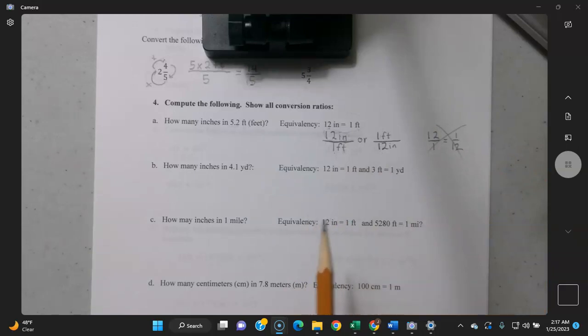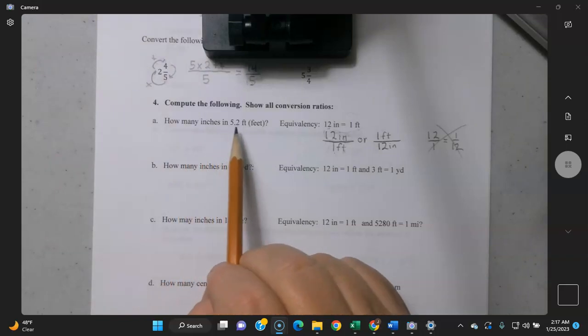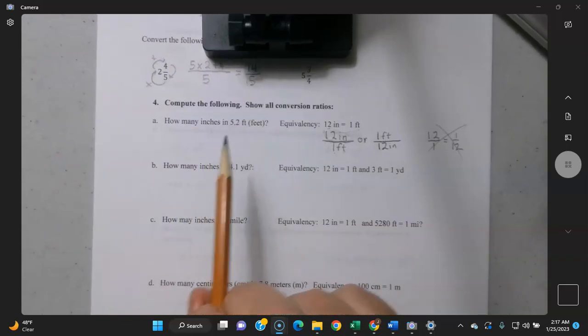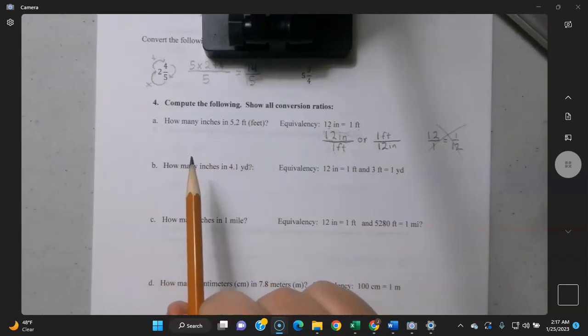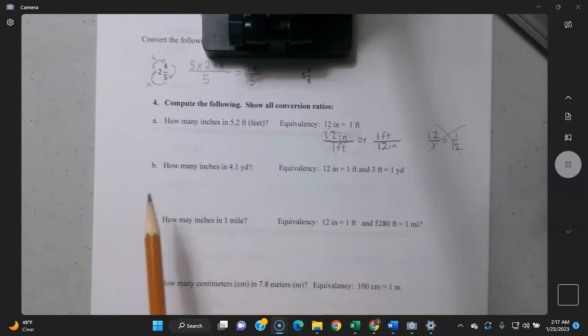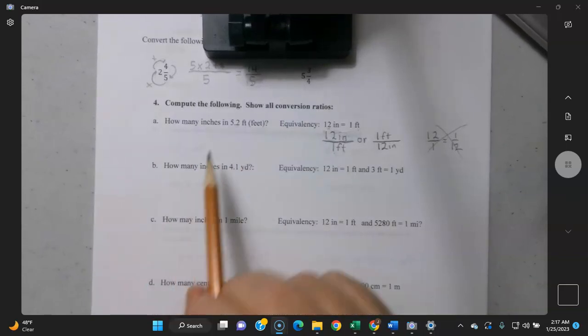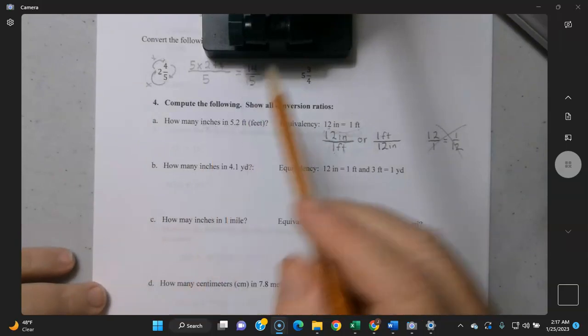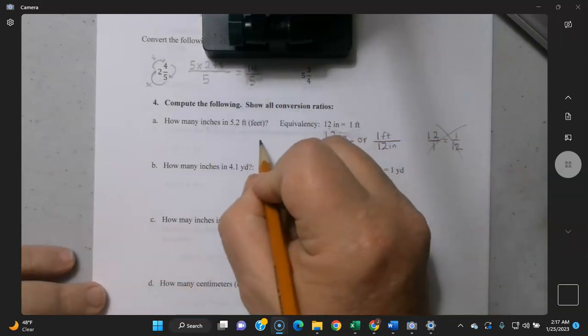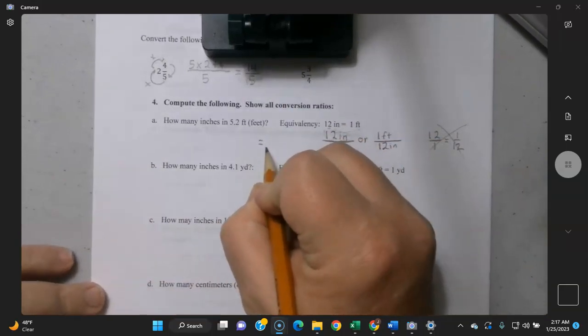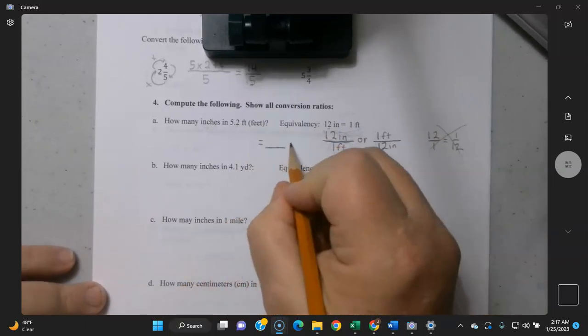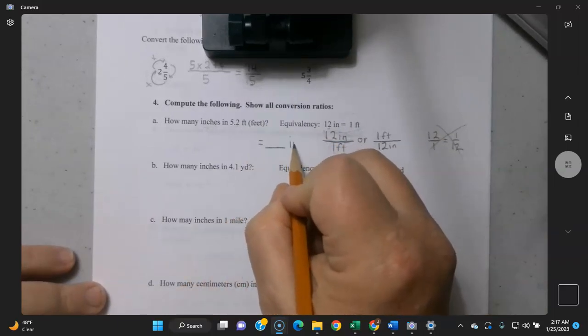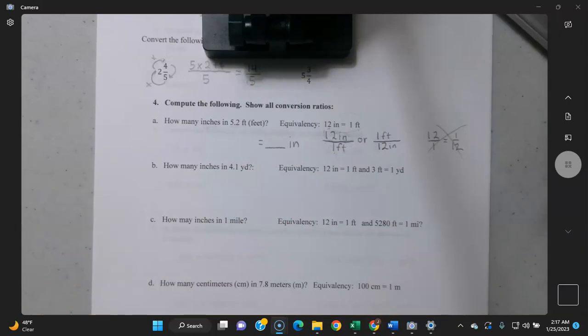All right, so the way you do these problems is you read the question: how many inches in 5.2 feet? The first thing you always have to identify is, what is the question asking for? What are you trying to get to at the end of the problem? The answer is some number of inches. So the way I like you to write this is an equal sign, a place for your final answer, and the unit that you're looking for, inches. Always start off problems like that.